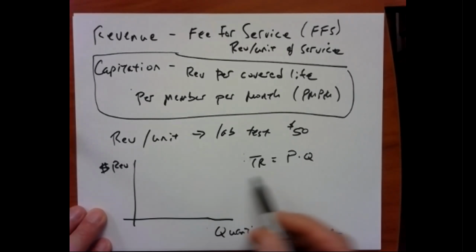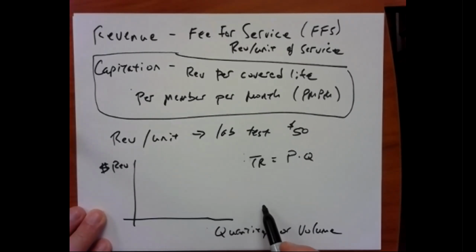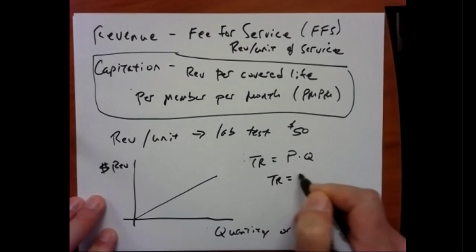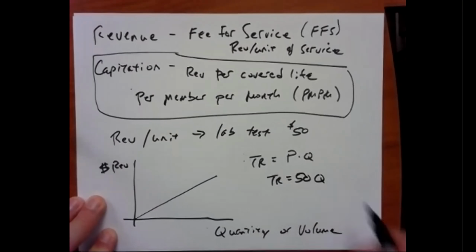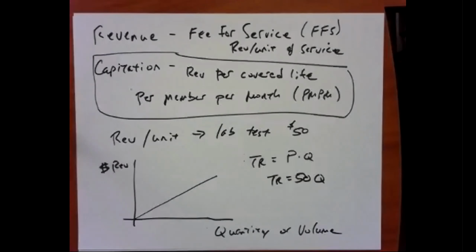So what does that look like in terms of a line? It goes up and to the right, right? And what's its slope? So in this case, what's our slope? 50, right? It's going to go up by 50 for each test. So that means the slope is 50.